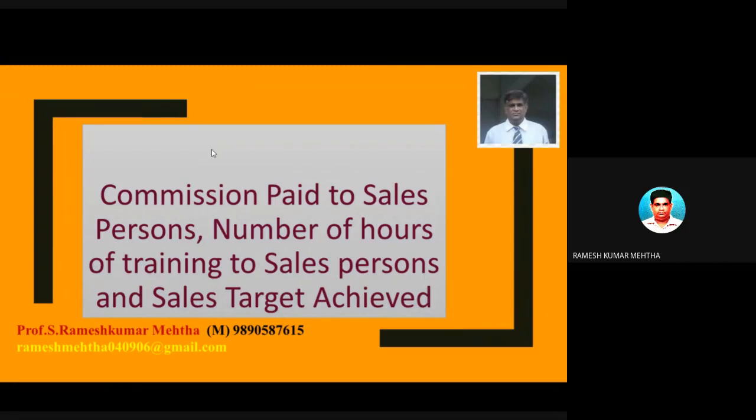On the same line, if the HR manager is able to identify that this particular salesperson requires a training program because he is lacking in knowledge about the products and services of the company, and some extra hours are dedicated to the training of the salesperson, then this certainly is going to have a positive impact on the sales of the company and the sales target achieved by the salesperson. So there are two independent variables, and the dependent variable is the sales target achieved.